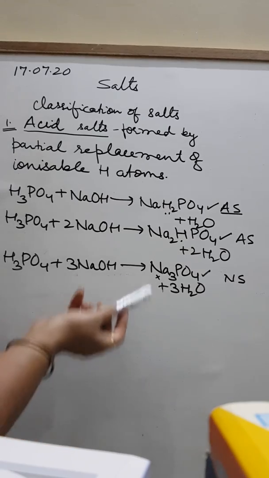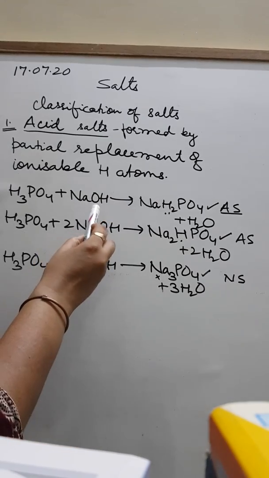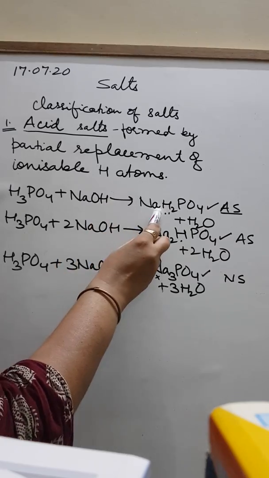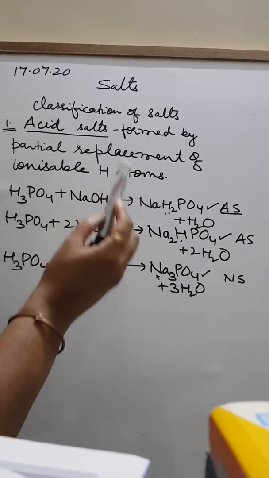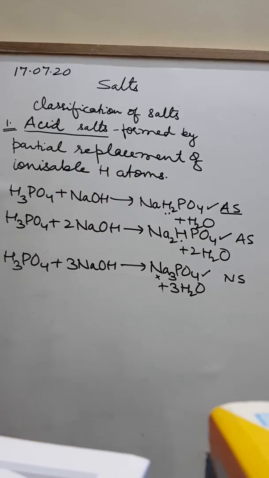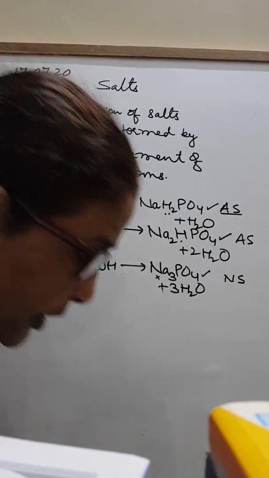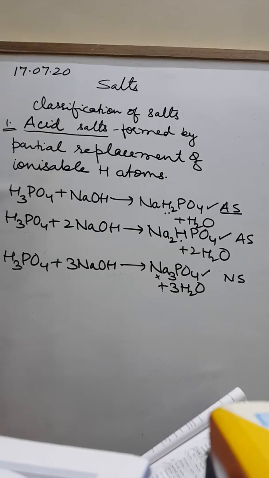So it depends upon the conditions. When I did not take a sufficient amount, I got this. A little more I took, I got this. When I took a sufficient amount of base, I got all 3 replaced. That's what they were saying. You see it in your book, that's what I was trying to show.